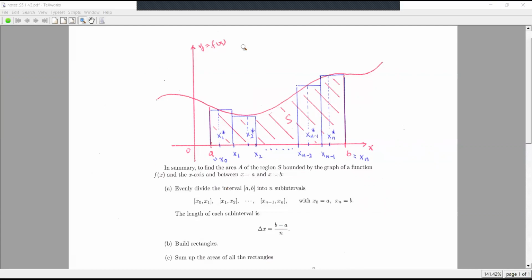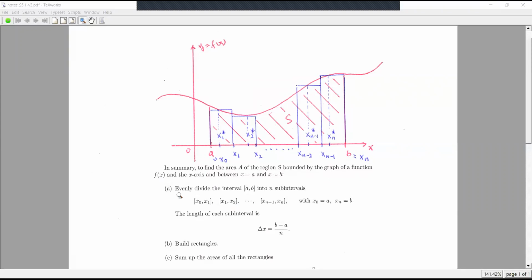Here is a diagram of the region S. This region lies between the graph of some function and the x-axis, and between a and b. I shade the region here. Suppose we want to find the area of this region. Now, the solution is similar to example one. Build rectangles.